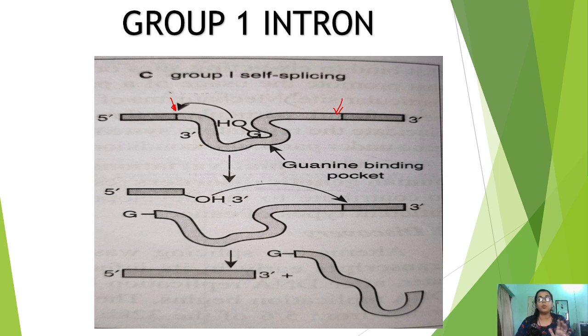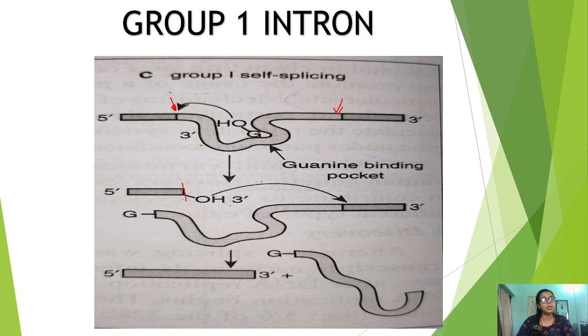So what happens in group 1 self-splicing? This 3' splice site will make a nucleophilic attack on the 5' splice site. You can see this guanine which is present on the 3' splice site will make a nucleophilic attack. You can see the arrow coming towards this 5' splice site. So this guanine will make a nucleophilic attack on this 5' splice site. As a result, this region of the intron will get detached from the 5' exon.